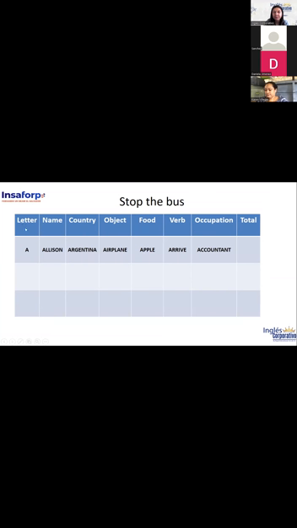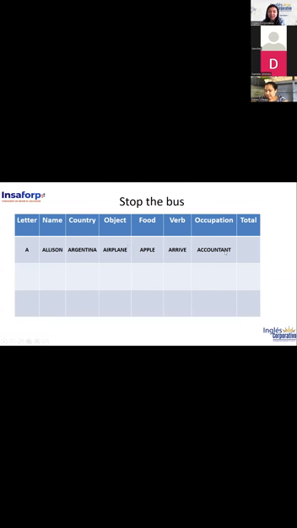The first column is the letter. Second column, name. Then we have country, object, food, verb, occupation. So we're going to practice and learn vocabulary about countries, objects, food, verbs, you already know some verbs, and also occupations. This is an example. With the letter A, we have a name, Allison. The country, Argentina. The object, airplane, avión, airplane. Food, apple. The verb, arrive.